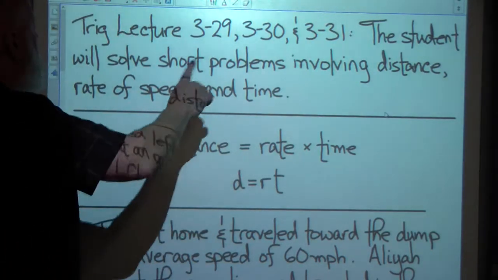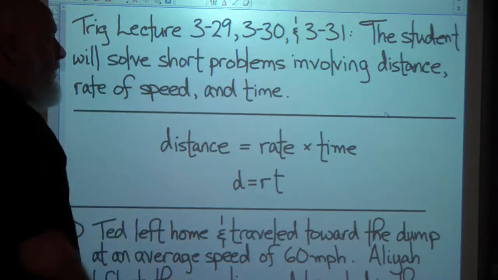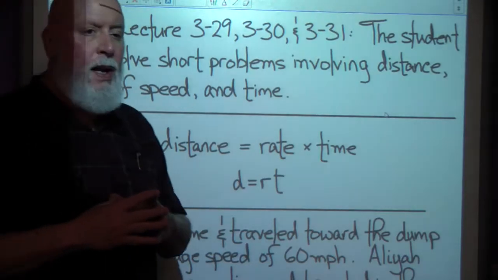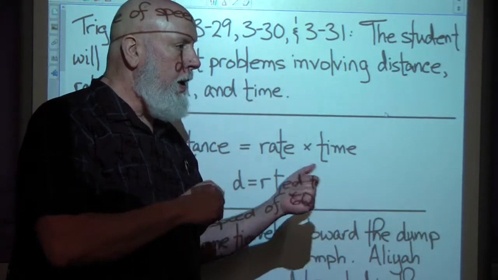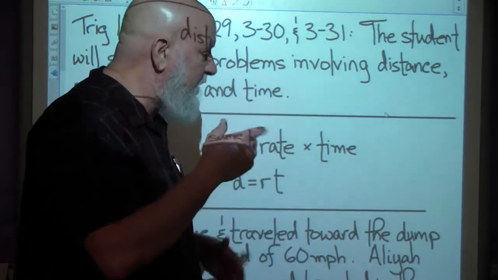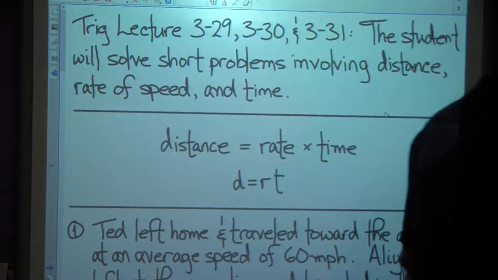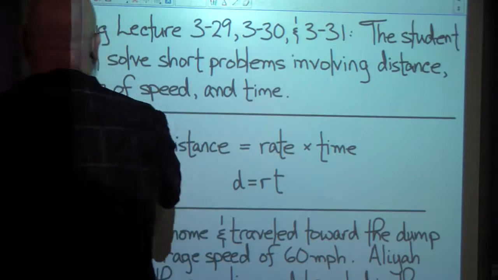So here we go. The student will solve short problems involving distance, rate of speed, and time. This is just the type of thinking that we'll be using when we move into vectors. We're not going to be dealing with vectors, but it's just to get our brains warmed up for that kind of thinking. So here we go. Let's take a look at what we're dealing with here.